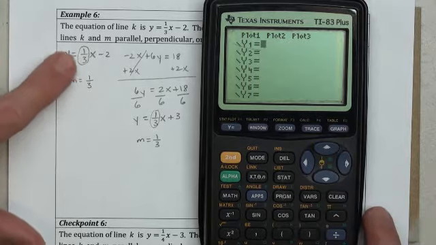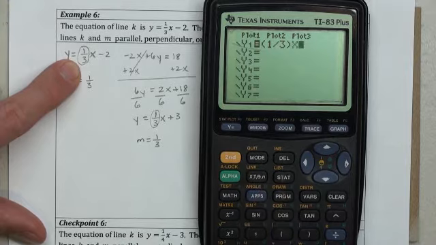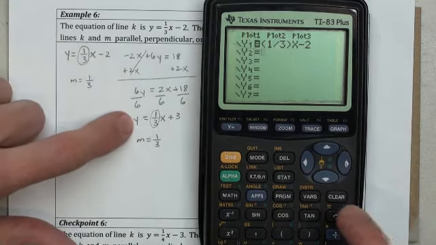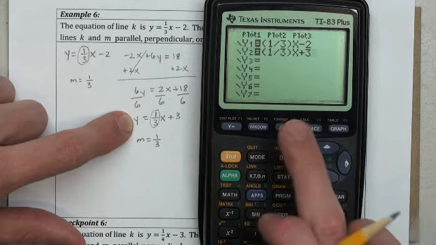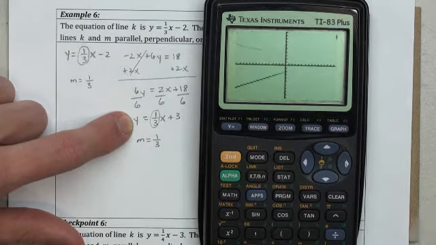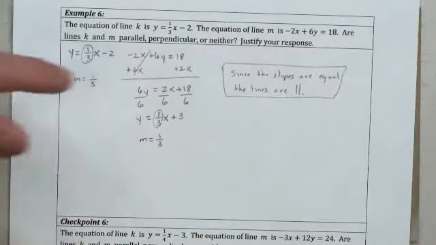Okay, cleared. I'm going to put in the first equation, put my fraction in parentheses, 1/3 x minus 2. Go down, put in the mx plus b form of my next equation, 1/3 x plus 3. Hit zoom, and now I'm just going to hit the number 5. And you can see that those lines definitely look parallel. Okay? Do checkpoint 6 on your own.